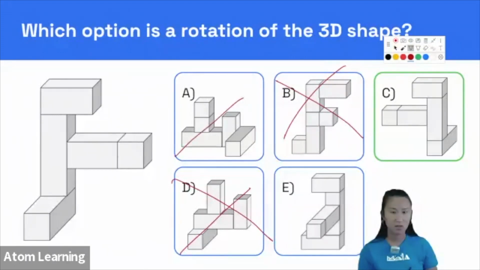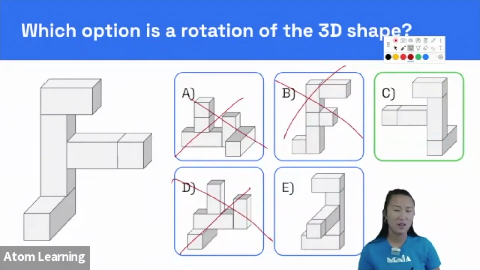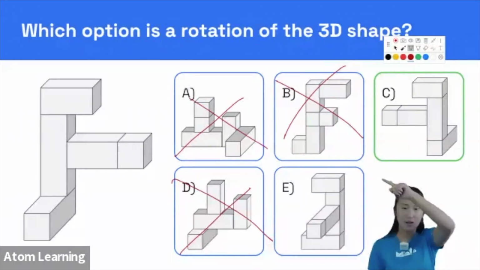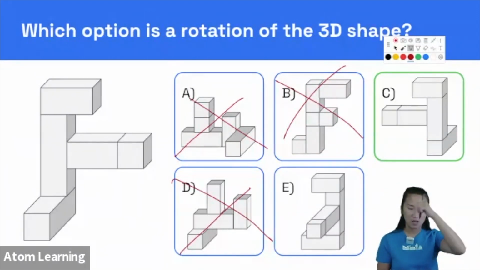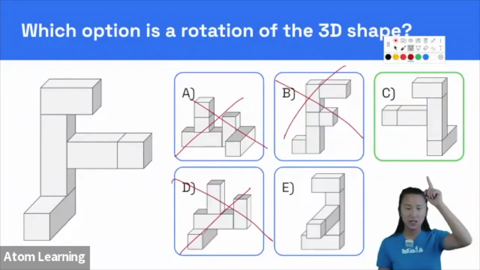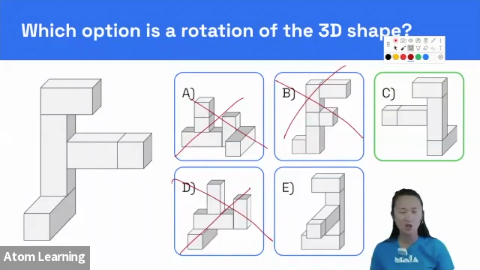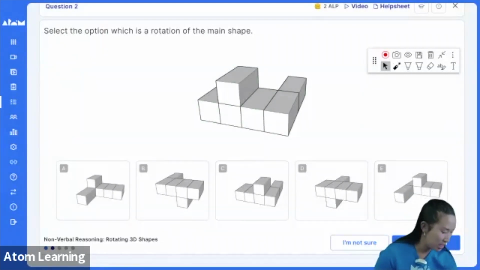I'll go across. And finally, if we look at E, we can see that the blocks are angled incorrectly. The top and the bottom cuboids should be perpendicular to each other, whereas here they run parallel. That leaves us with C. It shows the main 3D shape being rotated 180 degrees to either the left or the right. Now let's try rotating some 3D shapes.